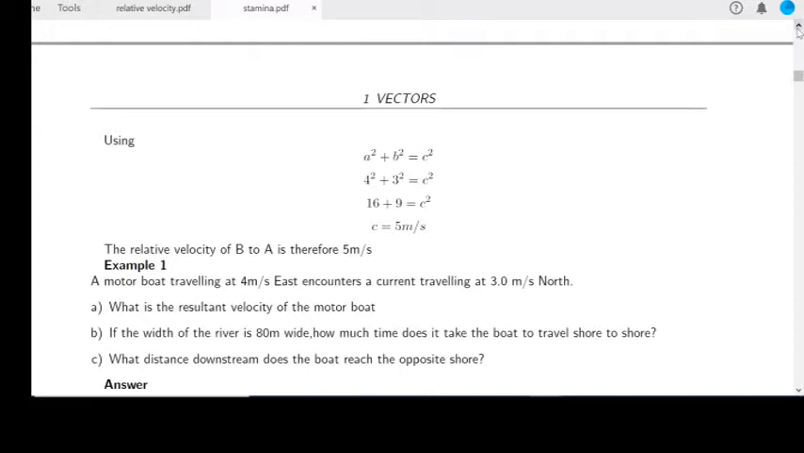It says that a motorboat traveling at 4 meters per second east encounters a current traveling at 3.0 meters per second north. Then the first part is saying, what is the resultant velocity of the motorboat? Number 2, if the width of the river is 80 meters wide, how much time does it take the boat to travel shore to shore? And C, what distance downstream does the boat reach the opposite shore?